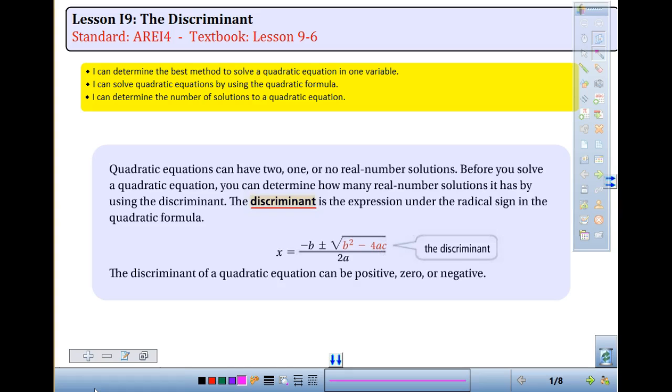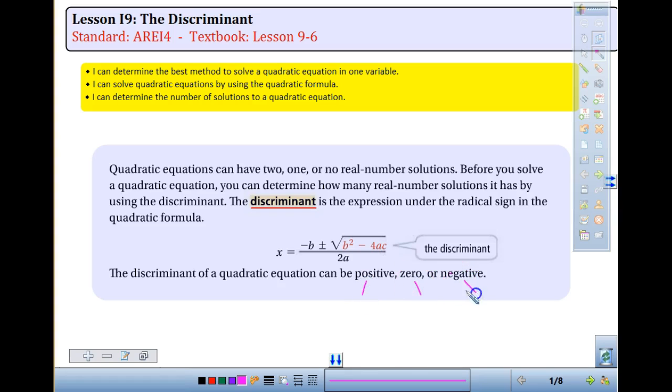Quadratic equations have two, one, or no real number solutions. Before you solve a quadratic equation, you can determine how many real number solutions you have by using a discriminant. The discriminant is the expression under the radical sign in the quadratic formula. The discriminant of a quadratic equation can be positive, 0, or negative.